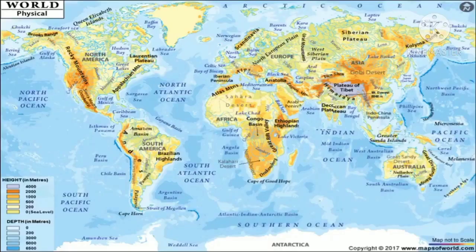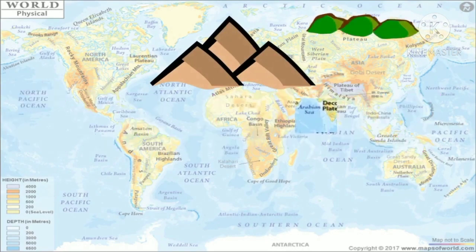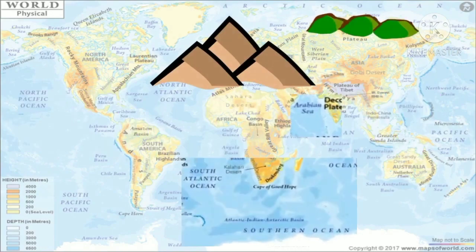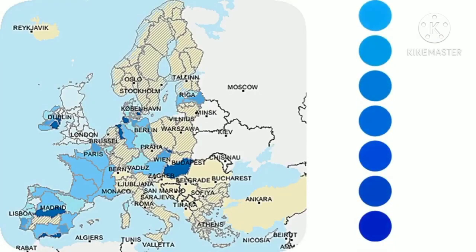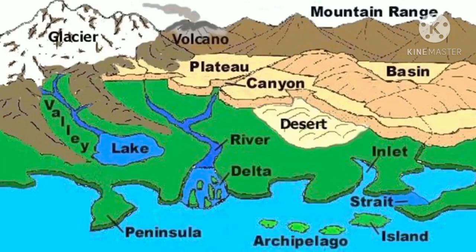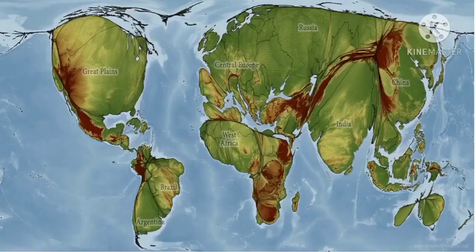The next component is colors. Different colors are used to mark mountains, plains, and water bodies. You can see the water bodies are marked in different shades of blue. Mountains are marked in brown color and plains are marked in green. These colors help and make the reading of maps very easy.